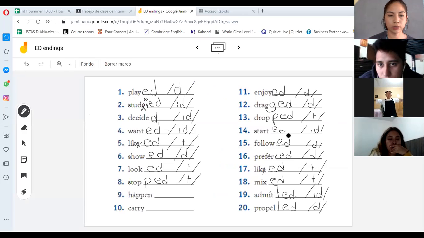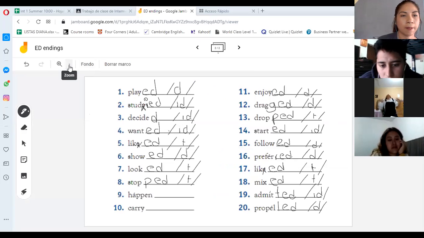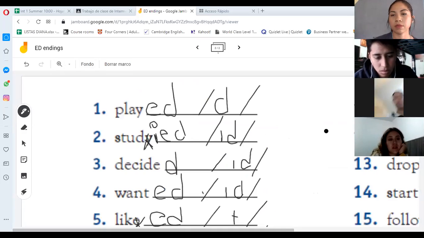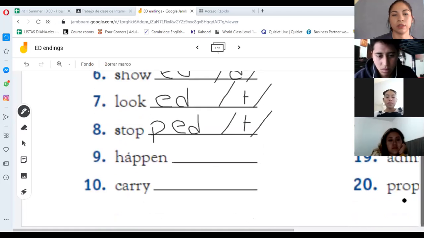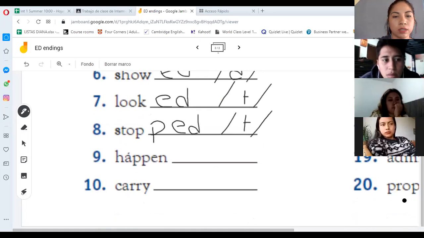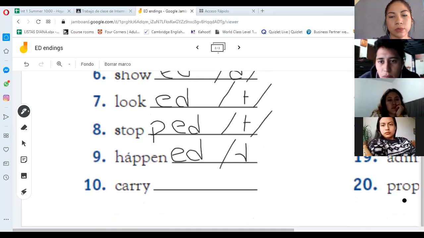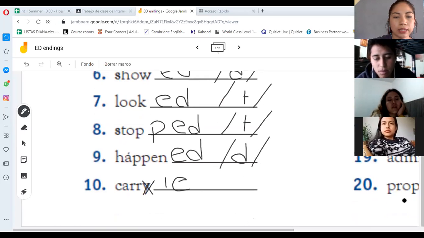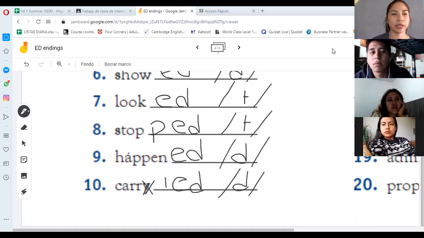We're missing here some happened. So we just say happened. La N suena con D. Happened. Carry, we omit Y, we change Y, and we add IED. Carried. Carried with D. Okay?